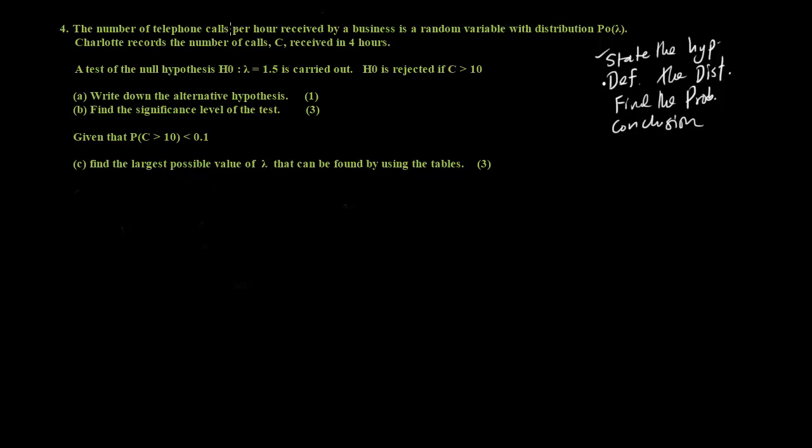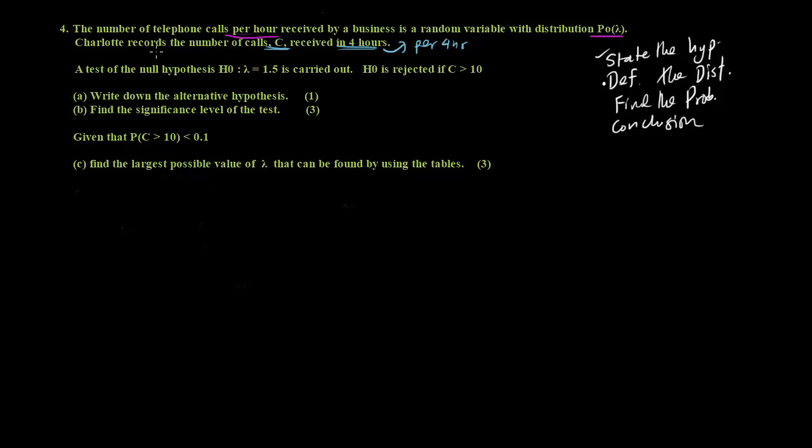The number of telephone calls per hour. So number of telephone calls, this per hour is the original value of lambda. So that is the first thing. So the question is number of telephone calls per hour, but Charlotte records the number of calls. So C, this C represents per 4 hours. So this is C per 4 hour.